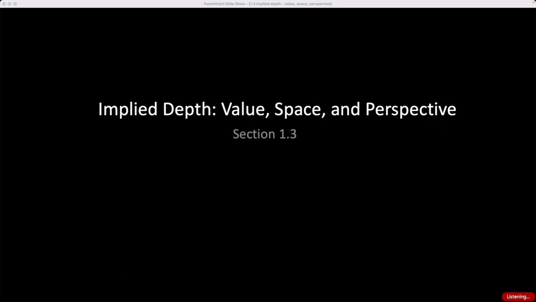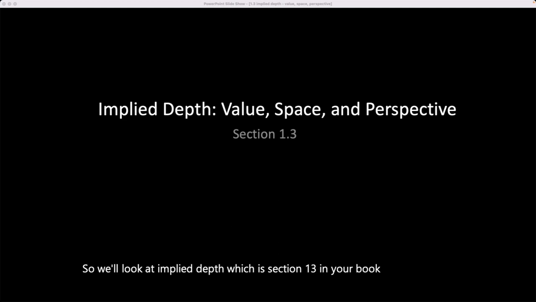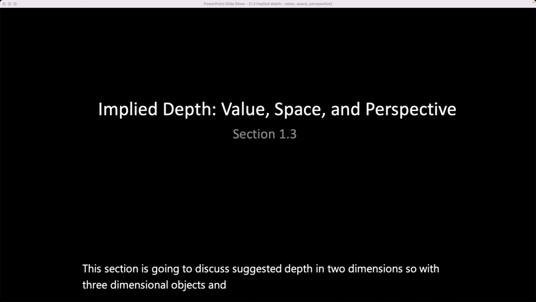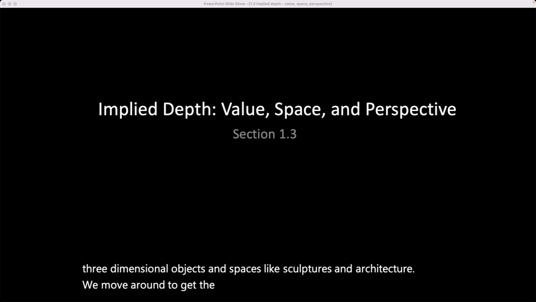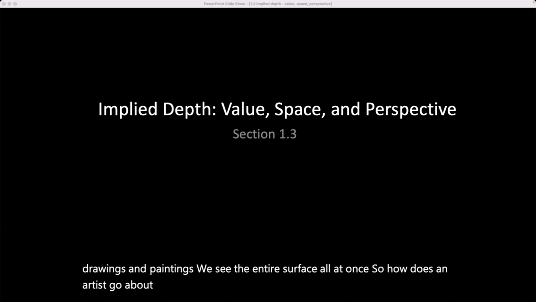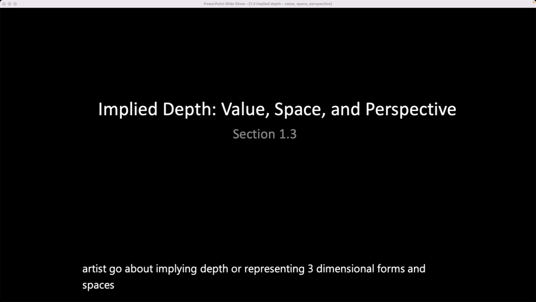So now we'll look at implied depth, which is section 1.3 in your book. This section is going to discuss suggested depth in two dimensions. With three-dimensional objects and spaces like sculptures and architecture, we move around to get the full experience. But with two-dimensional works like drawings and paintings, we see the entire surface all at once. So, how does an artist go about implying depth or representing three-dimensional forms and spaces in two dimensions?